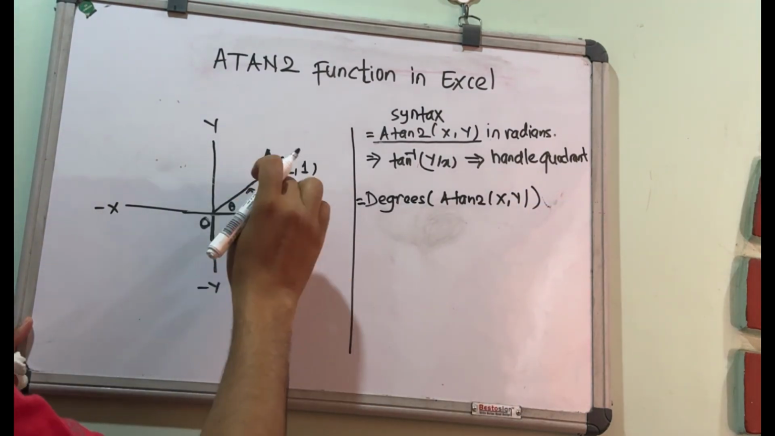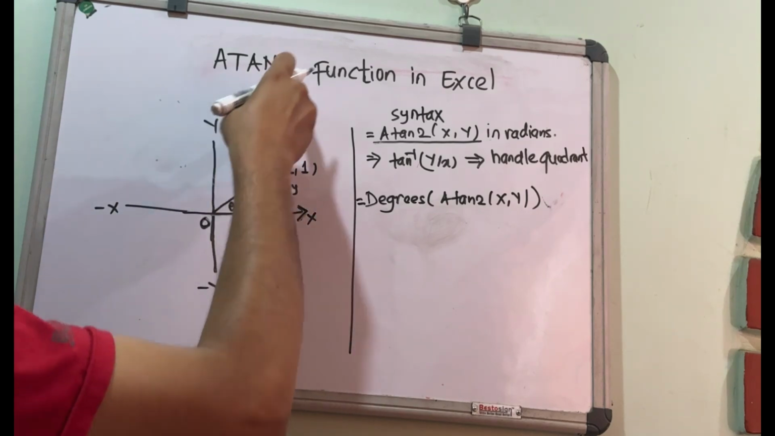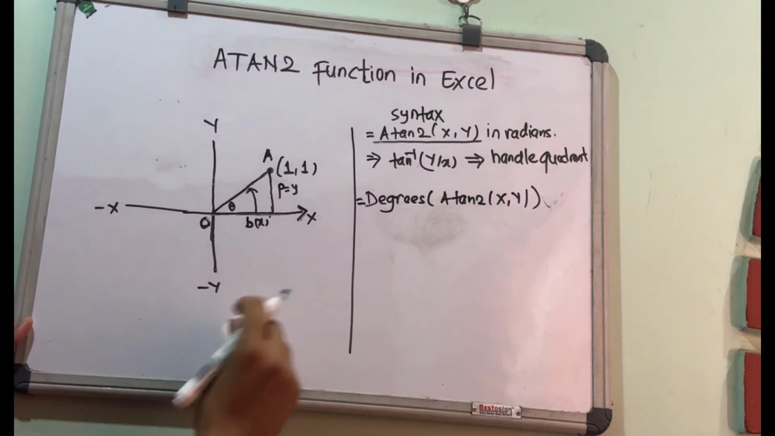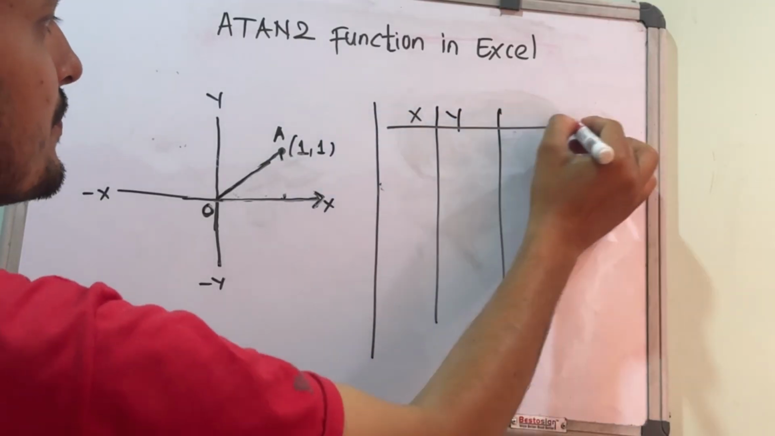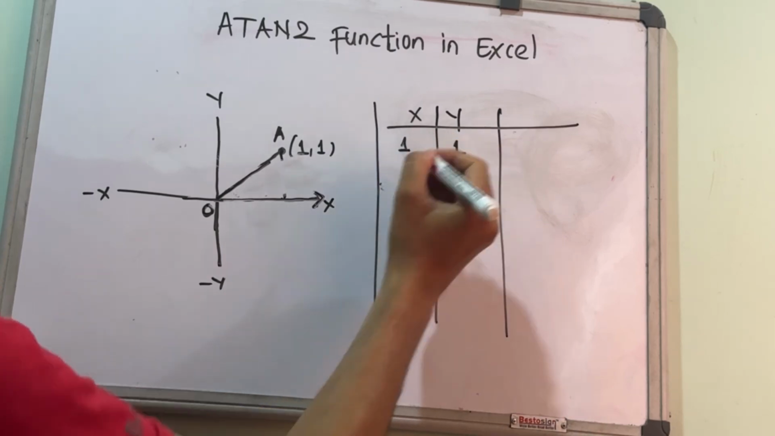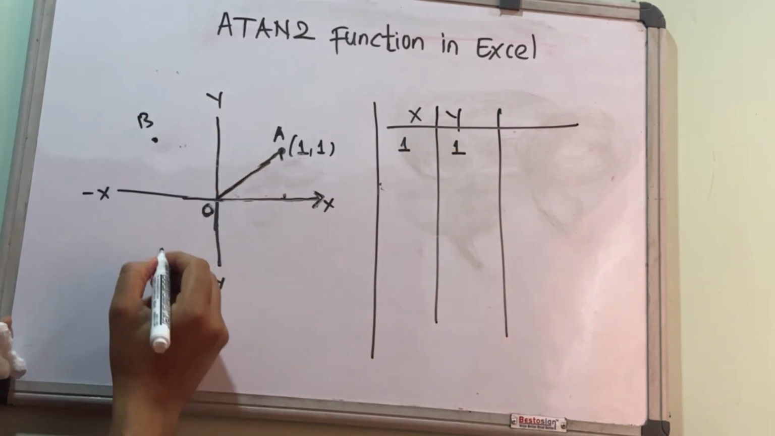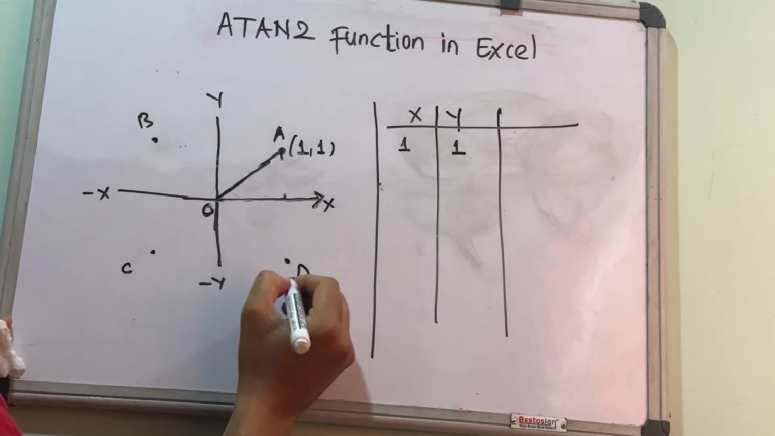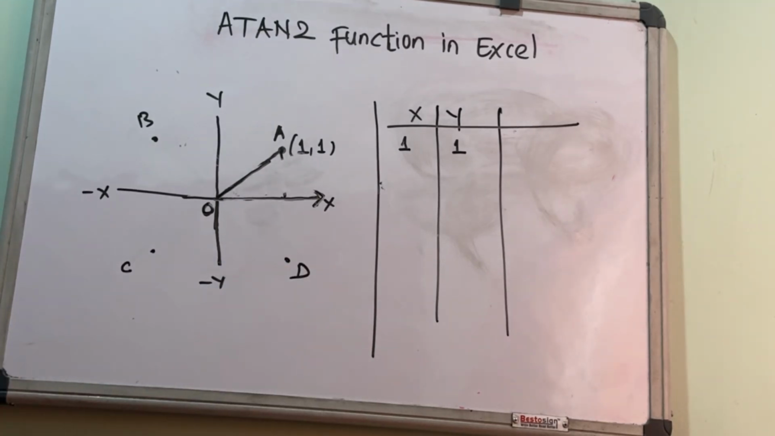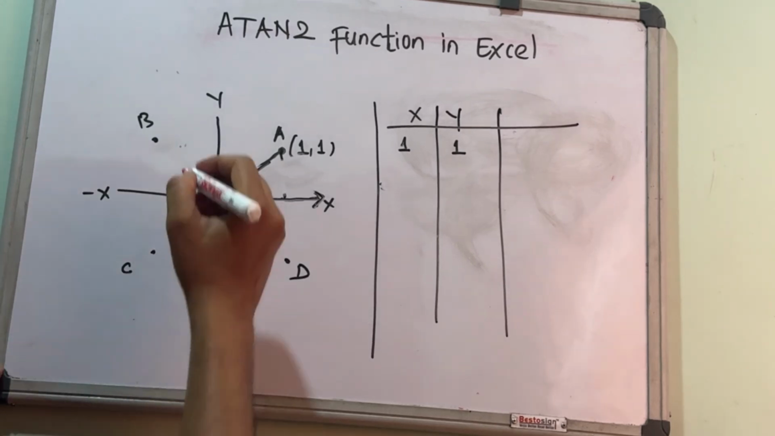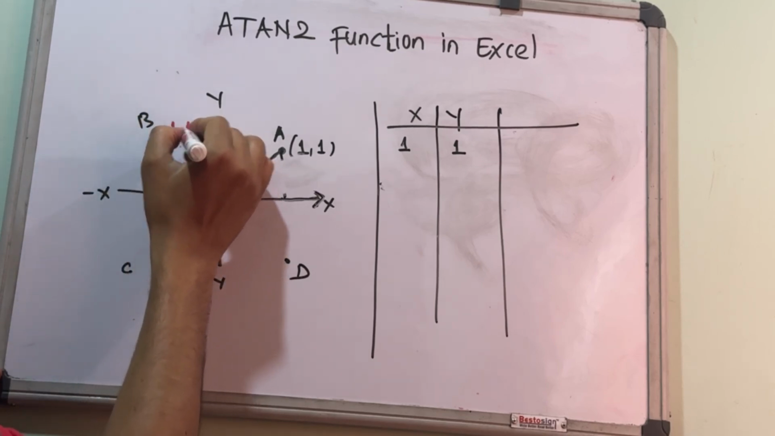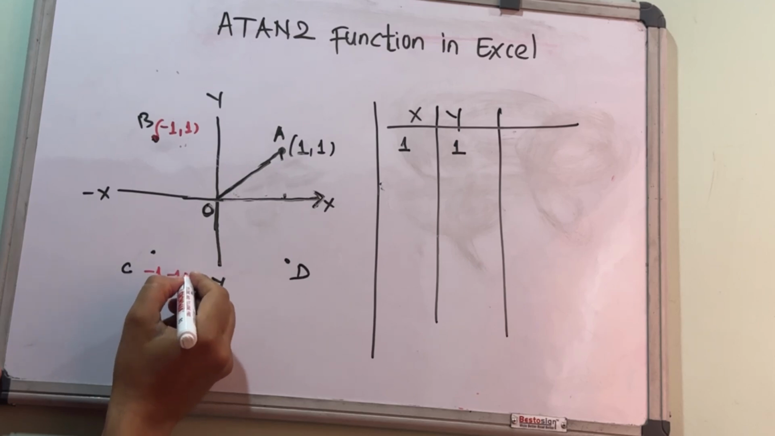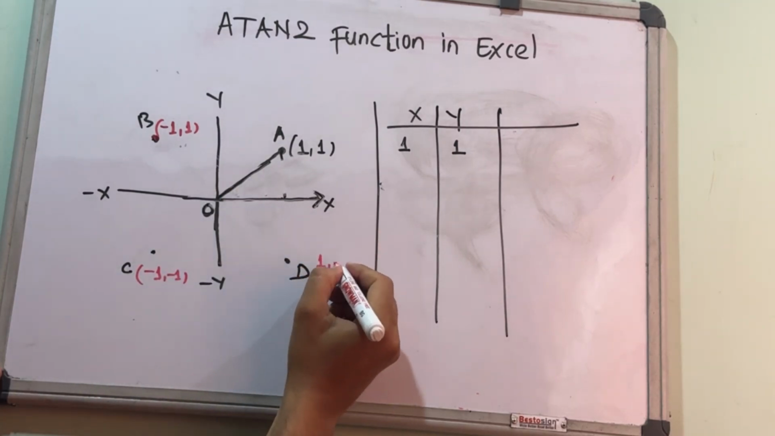Now let us see how this ATAN2 function works in the quadrants, and how you can manage the quadrants in the ATAN2 function. I put the x coordinate here and the y coordinate here. Let us put x coordinate 1 and y coordinate 1. Let's suppose B, C and D are these points. I am assuming certain coordinates to visualize how the ATAN2 function actually works. Let us assume this is (-1, 1), this is (-1, -1), and this is (1, -1).